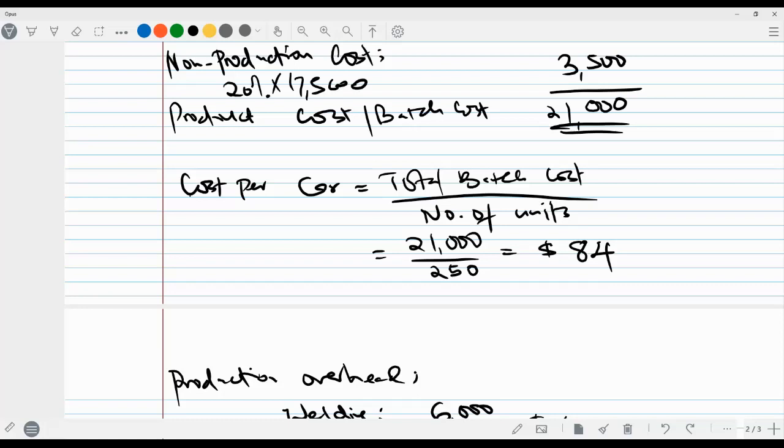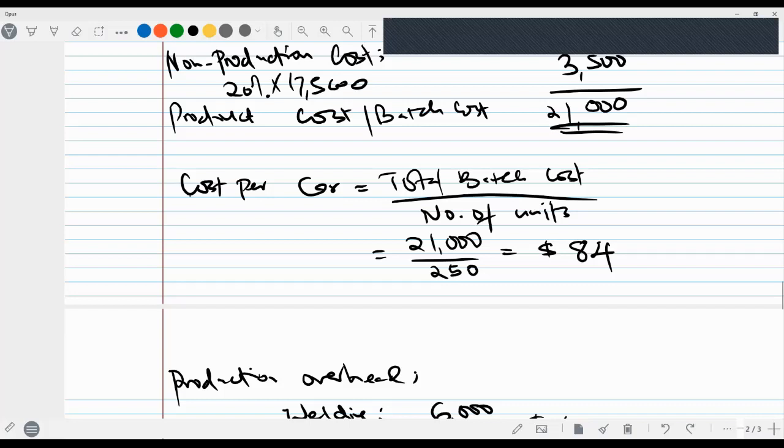The next part is on process costing. Which of course I don't want to start right now. We shall start it at the next class.